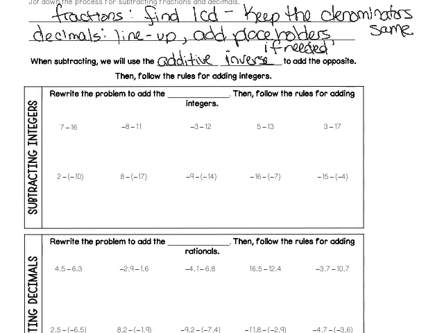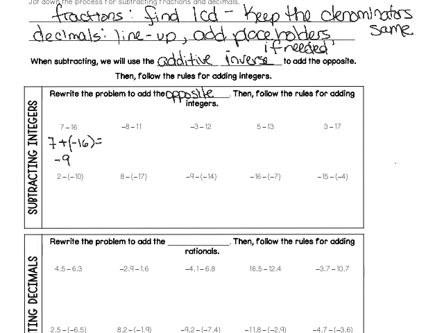So now, rewrite the problem to add the opposite. That's the word that goes in there. Then follow the rules for adding integers. So example, here is 7 minus 16. You would keep the 7, change to adding, flip to a negative 16. Then we can use our adding rules: same signs, add and keep; different signs, which is what we have, subtract. 16 minus 7 is 9. And then keep the sign of the larger number. 16 is larger than 7, so it's a negative 9.